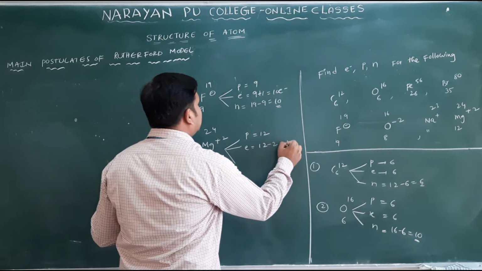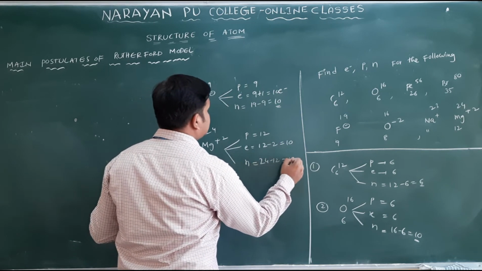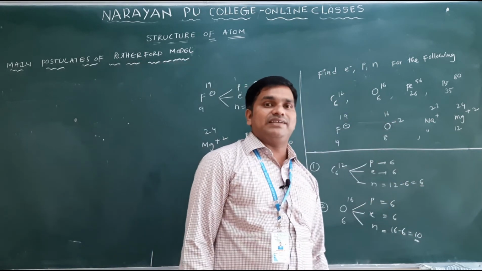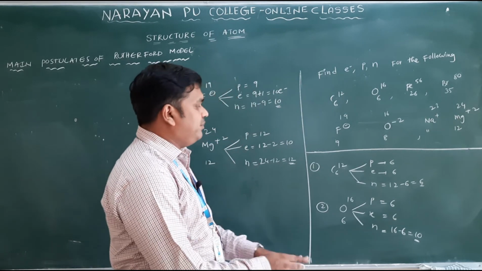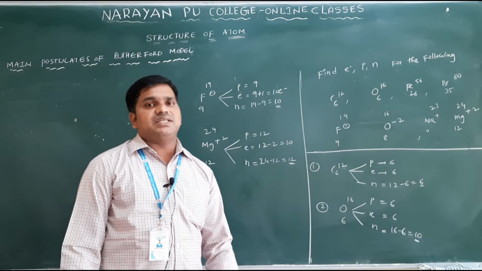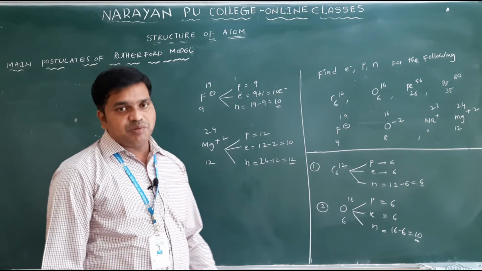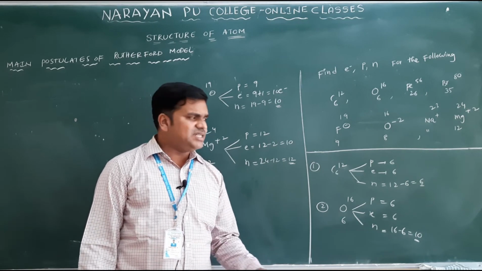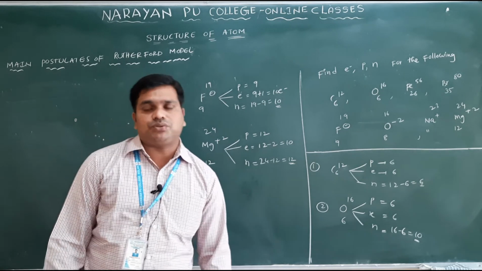So 12 minus 2, that is equal to 10, and neutrons is equal to 24 minus 12, that is equal to 12 only. So like this you can find out the remaining examples of electrons, protons and neutrons. This is the main formula used. In the NEET exam they ask one question by giving a symbol of an element with atomic number and mass number. They will ask how many electrons, protons and neutrons are there in the given example. It is a very easy question. So like this you can find out electrons, protons and neutrons.